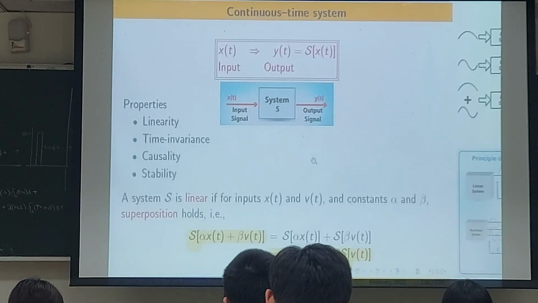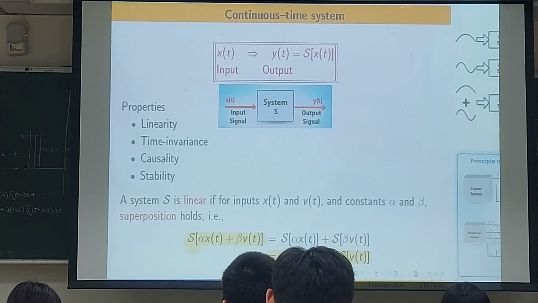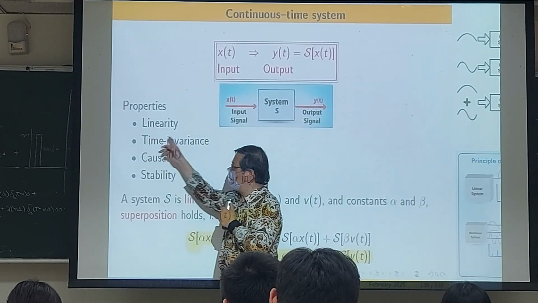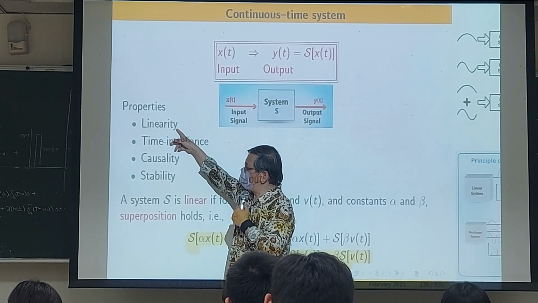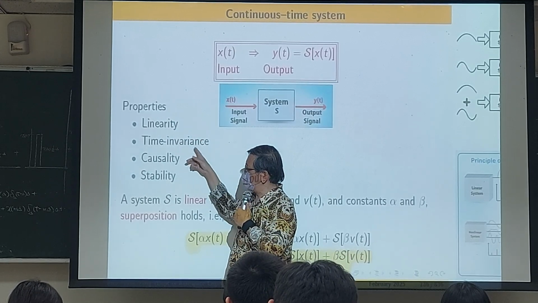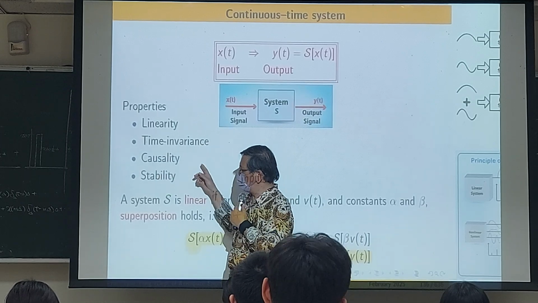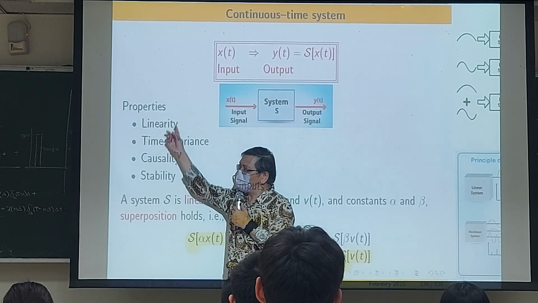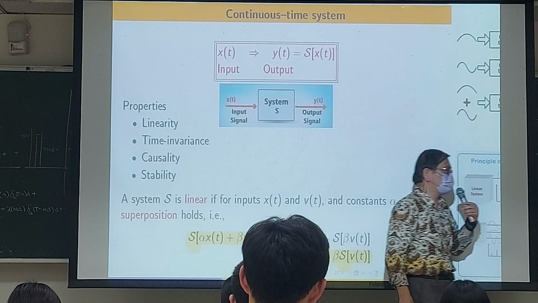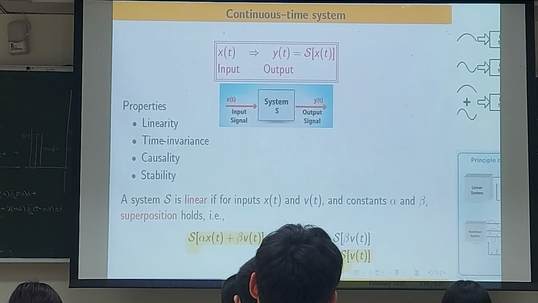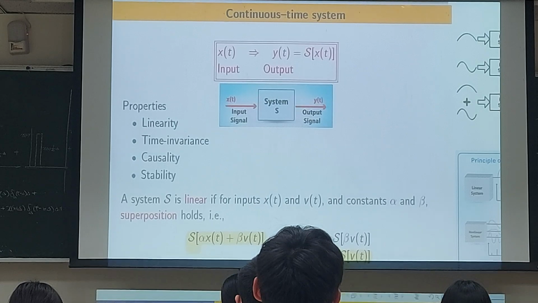Now in this chapter, we focus on continuous time systems. For the continuous time system, there are some properties we have to consider. We are going to consider linearity, time invariant or time varying system, causality, and stability. So these are some important properties that we have to consider for a system. Okay? Linearity.